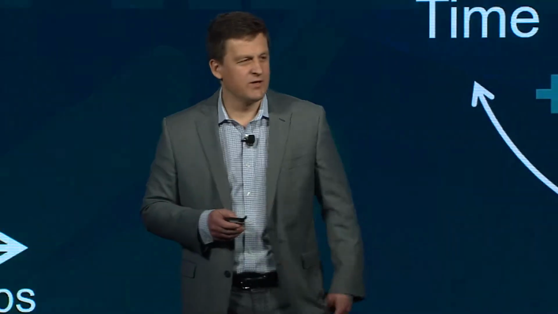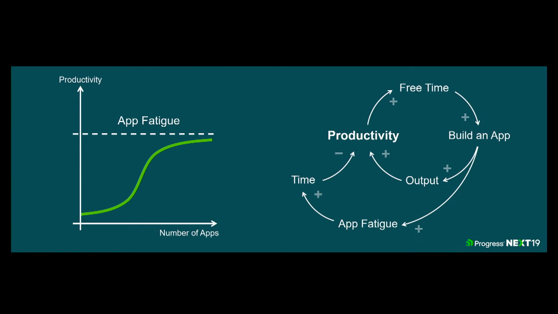So let's work on it some more. What can we do here? There is this term, and you can actually Google it. It's a real term. It's called app fatigue. At some point, when you have many apps, you actually achieve this limit called app fatigue, right? The overhead of switching, this context switching and getting back in the flow is just becoming too much. And that is increasing the time to do anything. So you have free time, you build the apps, you increase the output, but at the same time, you're increasing the app fatigue, and that is creating this negative loop.